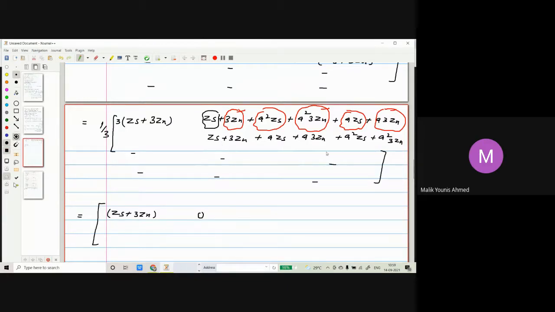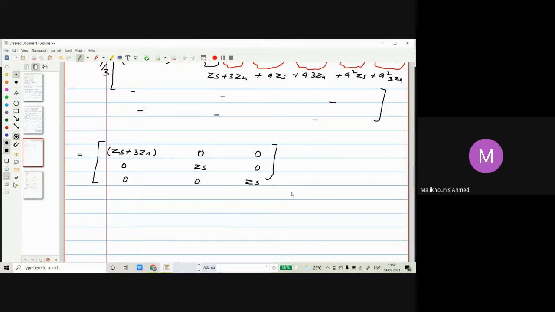Similarly, this will also become 0, because it is the same thing, only first we have multiplied by A, then by A square. If you solve this complete matrix, this will become 0 and this will become Zs, this 0, this 0, 0 and Zs. You can solve this matrix and you will get it. There is no problem at all. So Z012, I can write instead of this: Z0, 0, 0, and 0, Zs, I will write Z1, Z0, 0, 0, Z2.